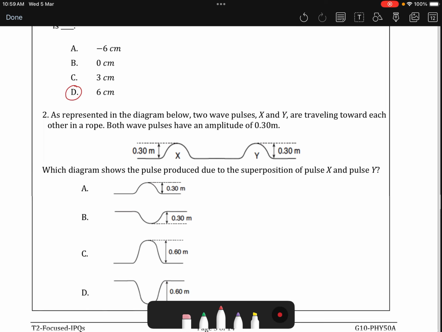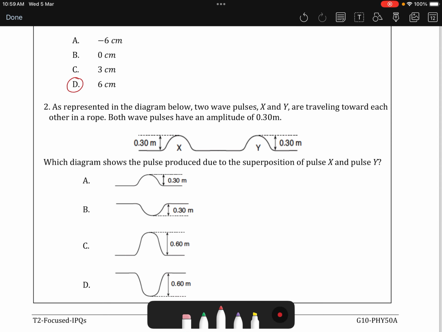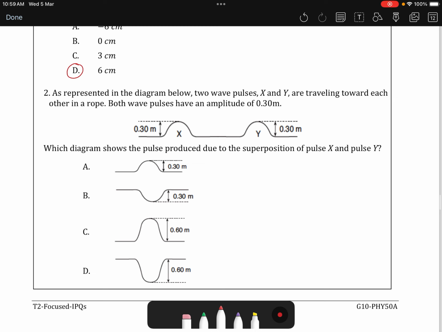Now, let's go to question number 2. We have this interference of these two pulses. Also, they have the same direction, and they are moving toward each other. Each one has amplitude 0.3. So when they interfere, it will be constructive, and we will add them.